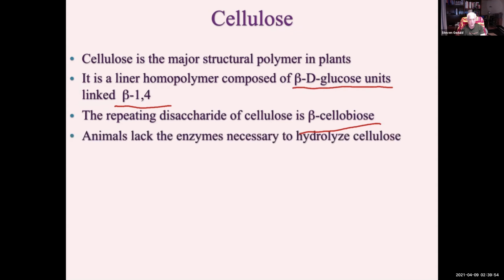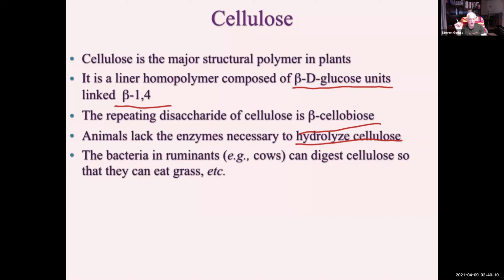Animals lack the enzyme necessary to hydrolyze cellulose. So we cannot break down cellulose. We don't have the enzyme to break the beta 1,4 linkage. We can break the alpha 1,4 linkage, but we cannot break the beta 1,4 linkage. So the bacteria in ruminants like cows can digest the cellulose, so they can eat grass, etc. The bacteria in their gut is what's breaking it down. Animals don't have the enzyme to do it, but the bacteria that live in the cow's stomach can break it down, and therefore the cow can utilize that energy. They can break that beta 1,4 linkage.